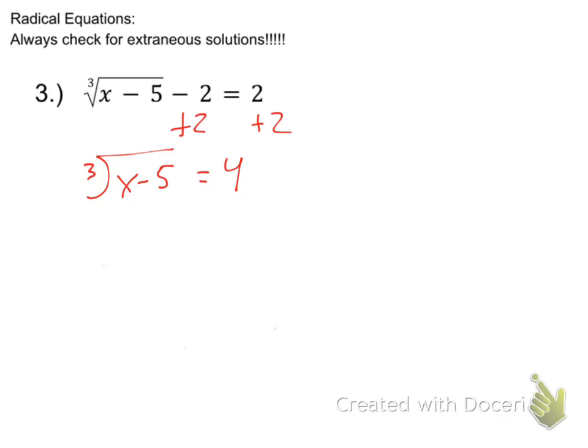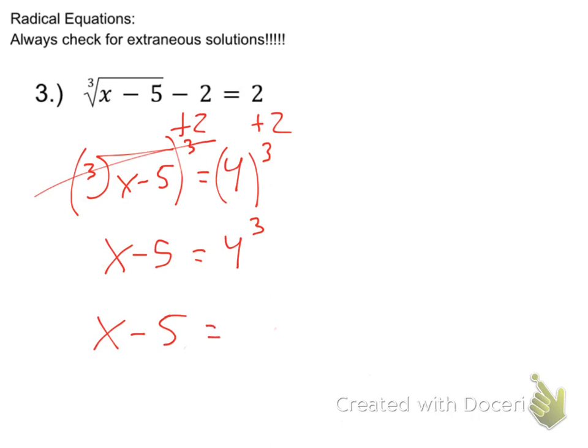Now, from here, the radical is by itself. That is a cubed root. So to get rid of a cubed root, I will take it to the third power. But what I do to the left side, I have to do to the right side. Cubed and cubed root will cancel. X minus 5 equals 4 to the third power. What's 4 to the third power? 4 times 4 is 16, times 4. That's 64. Add 5. Now, we end up getting x equals 69.